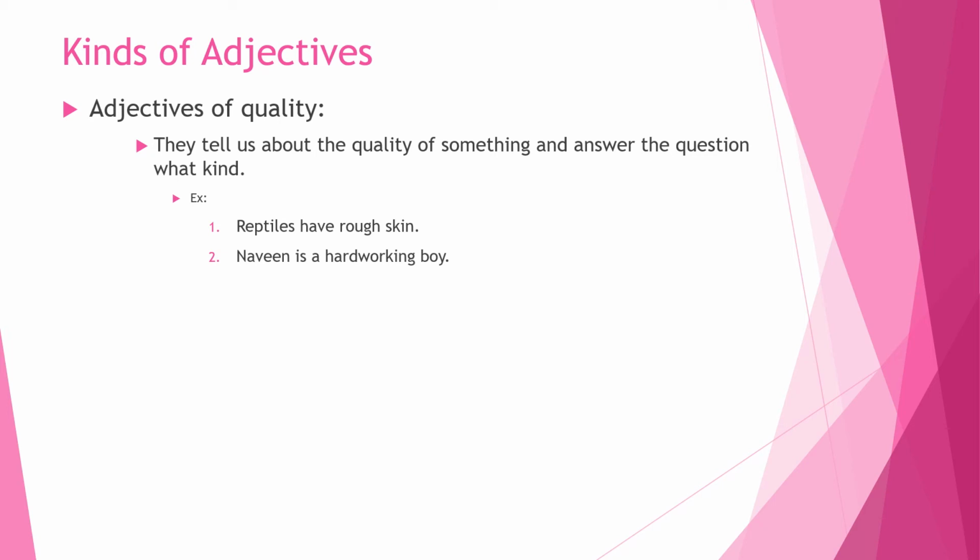In the next example, Naveen is a hard-working boy. It is answering the question, what kind of boy is Naveen? He is a hard-working boy. So, hard-working is an adjective of quality. So, adjectives of quality tell us about the quality of a noun or something.